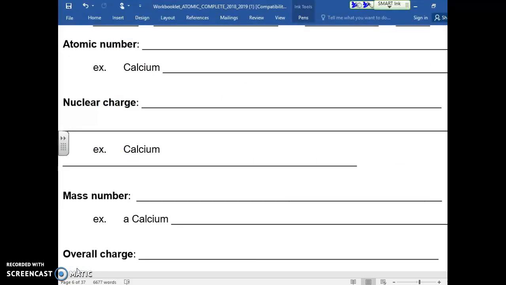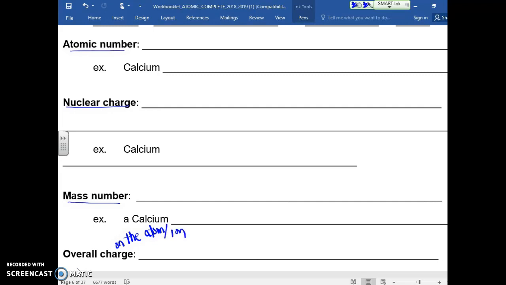There are 4 atomic quantities that I want to go through with you: atomic number, the nuclear charge, the mass number, and the overall charge on the atom or on the ion. I'll distinguish between those two terms in a moment.